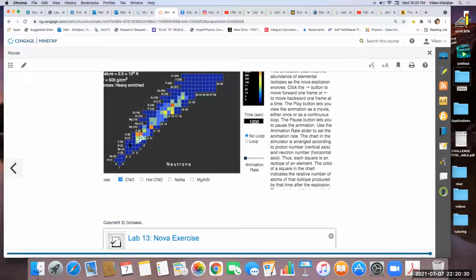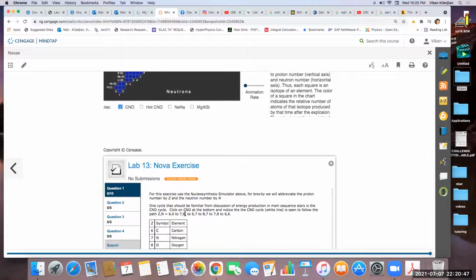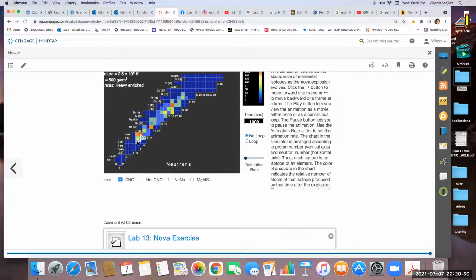So 66 would be 6, and this is 6. You see, this is 6 right here, 6 neutrons. So this is 6 protons, 6 neutrons. So then from there, it goes where? Then it goes to 7, 6, which means it goes up. So then the next thing that it produces is nitrogen with the same number of neutrons, 6 neutrons, but 7 protons. So it goes vertically up, you see.